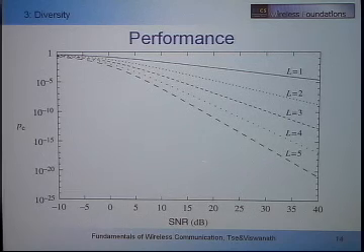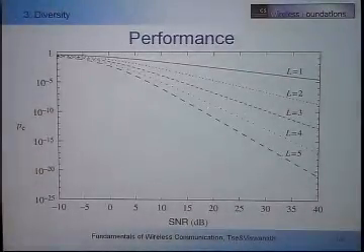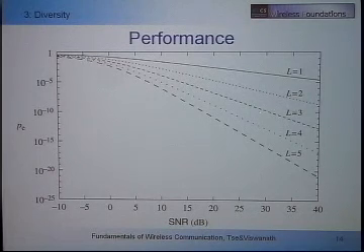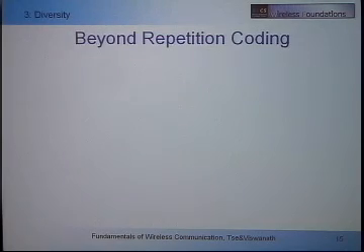Can anyone tell me, if I plot the AWGN curve, what's the asymptotic slope of that curve? Sorry? Infinity. So the slope of that curve is negative infinity. Whereas all these things have finite slope, but as you increase L, the finite slope is bigger and bigger, or negative, more and more negative, which is good.